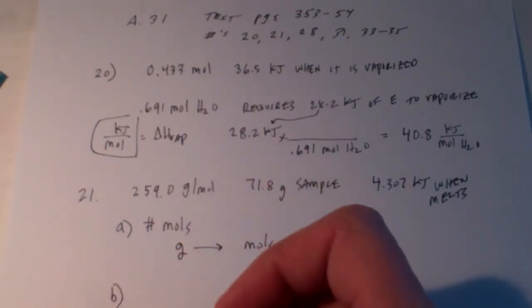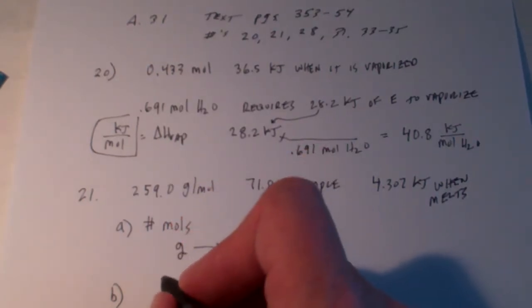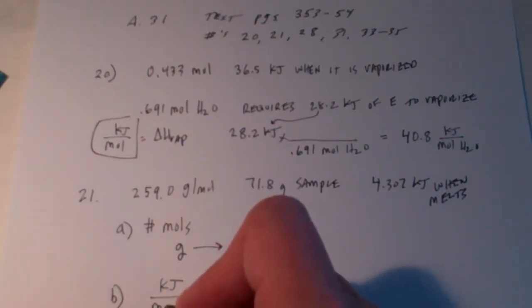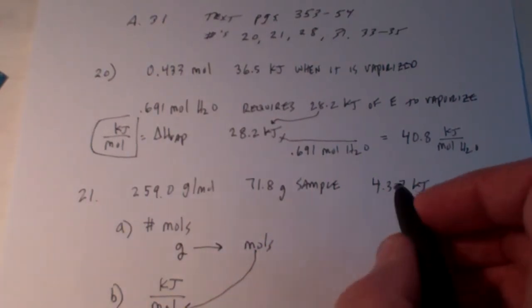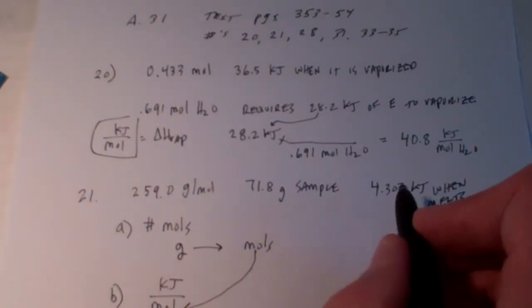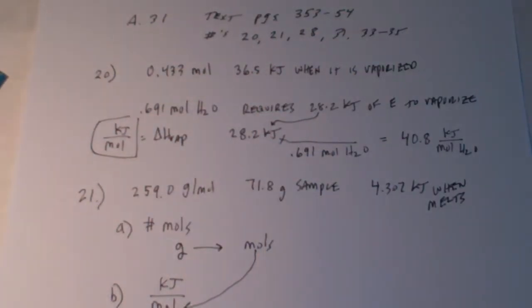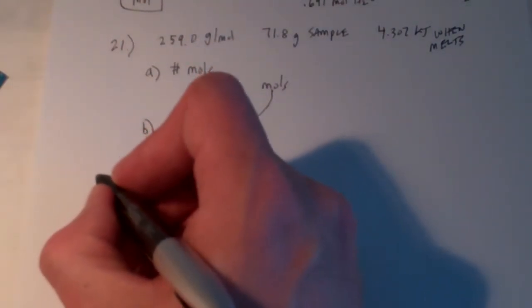Part B says, now calculate the molar enthalpy of fusion. Doesn't that have the unit of kilojoules per mole? Remember, you'll have found the number of moles from part A, and the number of kilojoules are given. So think about that one. You should be able to now handle number 21. Next up is number 28.